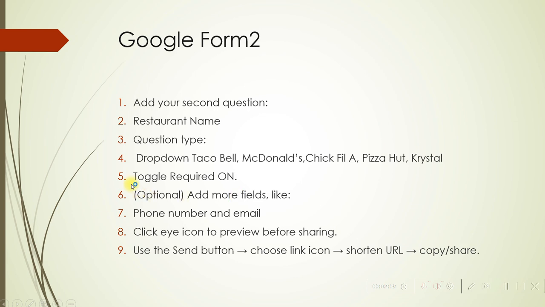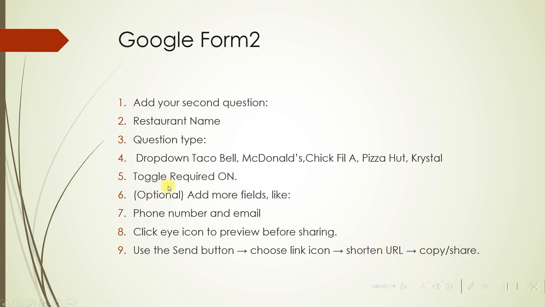Copy all that and paste to save time. Toggle required on so that you make sure they select the restaurant they are going to. Then optionally, add more fields like the phone number, and click on the eye icon to preview before sharing. Use the send button, choose the link icon, shorten the URL, copy and share.